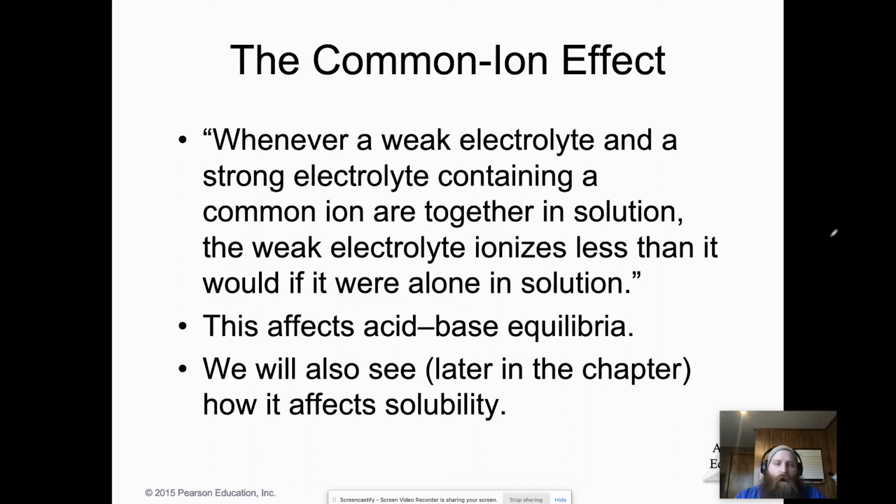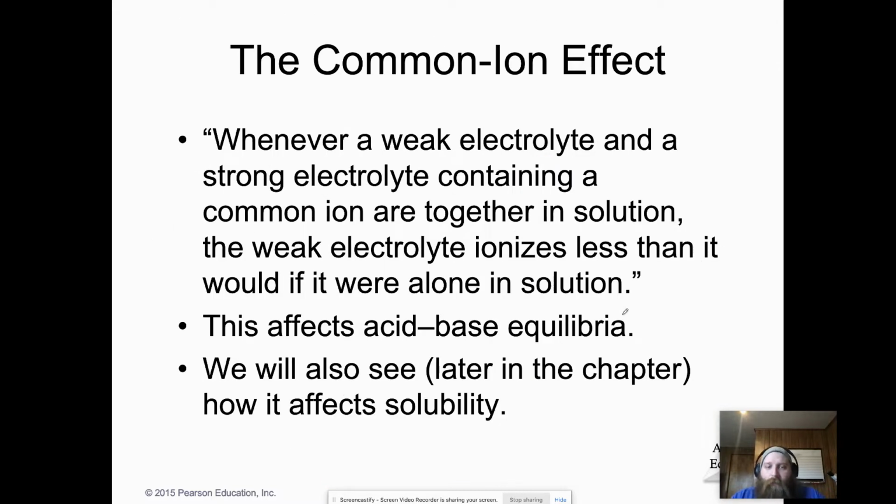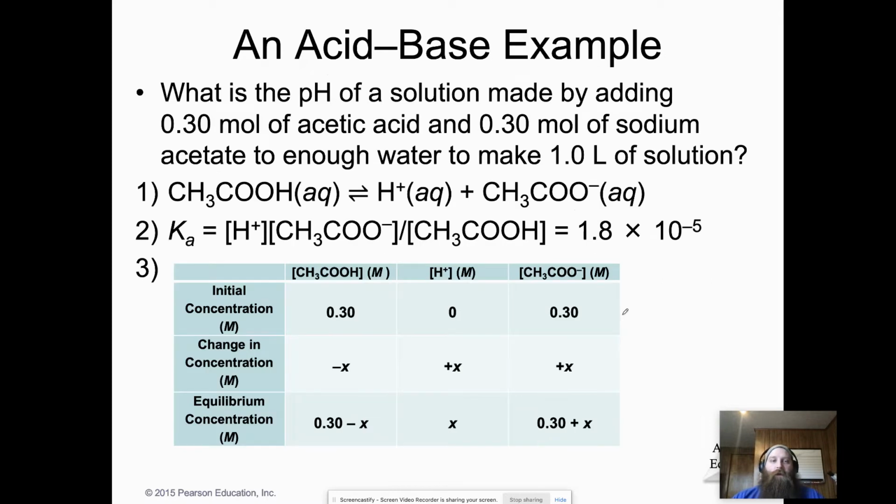And the common ion effect says this: if you have a weak electrolyte and a strong electrolyte together in the same solution, and they both have a common ion. So in this case, we have CH3COO minus, that acetate ion, and we have it here again. So there's our common ion. When they are together in solution, the weak electrolyte will ionize less than it would if it were alone. All right. And so that's going to affect acids and bases when they're in equilibrium together, okay? And later on in this chapter, we'll also see how it affects solubility. But the first thing we want to look at is equilibrium.